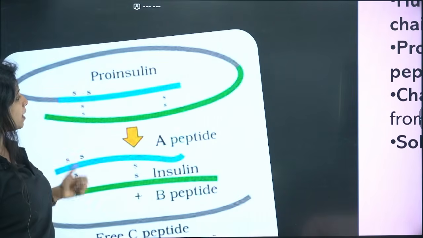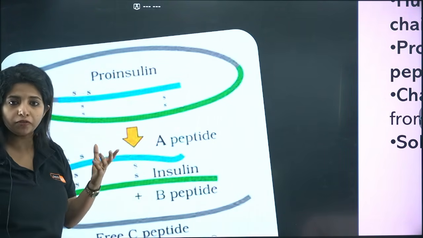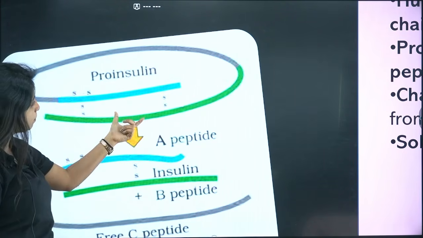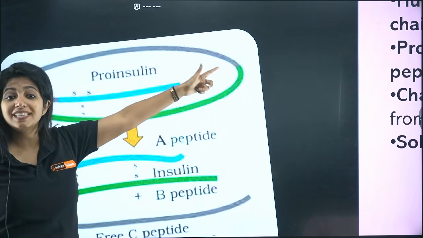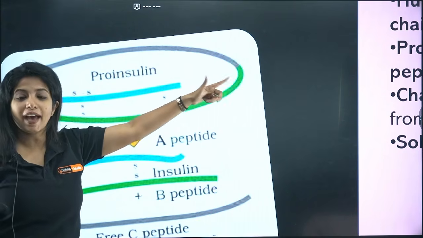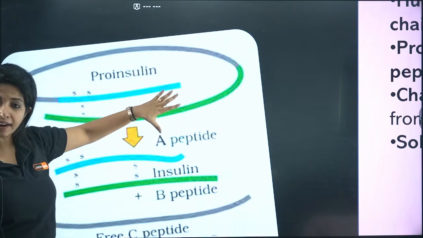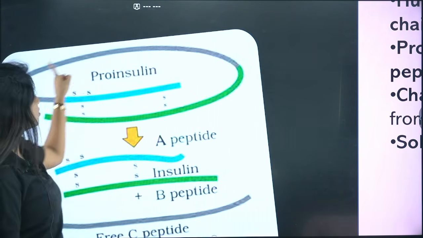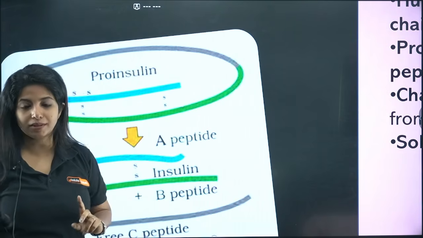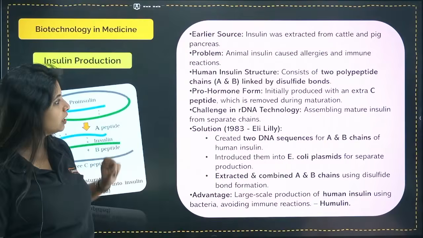Okay, immature form, as I said, the pro-insulin or the pro-hormone form is where you have A and B chain, but you also have a C chain in the middle. A and B chain are having disulfide bonds here also, but there's a C chain. You have to remove the C chain out there.